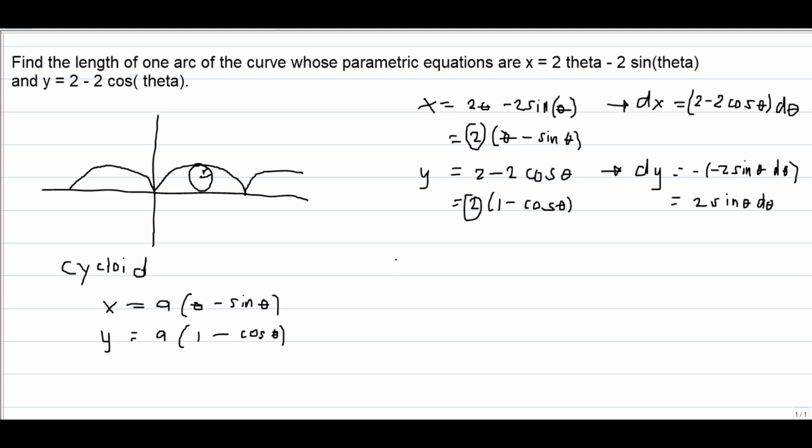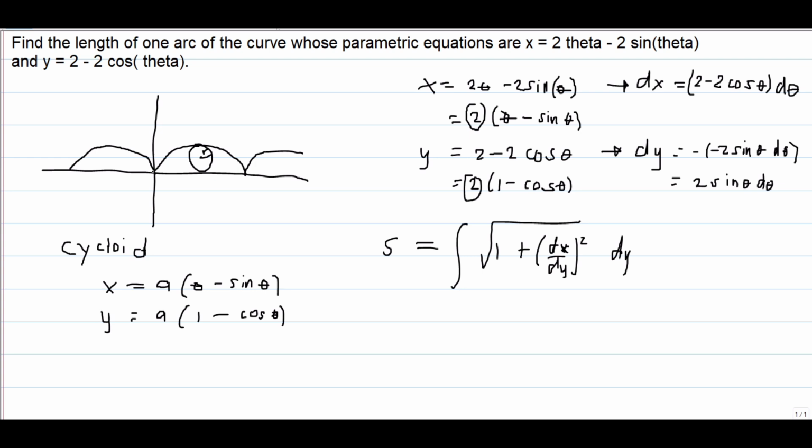Okay, so the formula is s equals the integral of the square root of 1 plus the quantity dx over dy squared. Take note that the limits are from 0 to 360 degrees, the angle of rotation. So the square root of 1 plus, where dx is 2 minus 2 cos theta, over 2 sine theta.